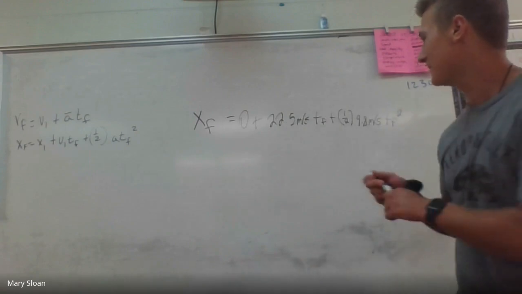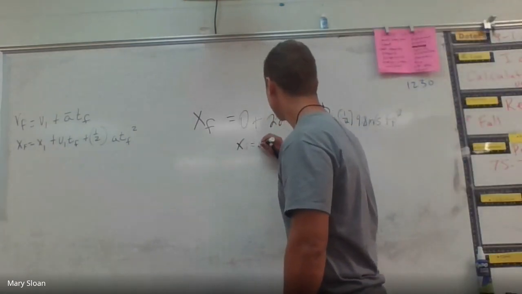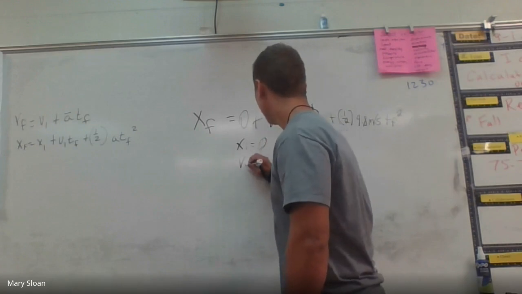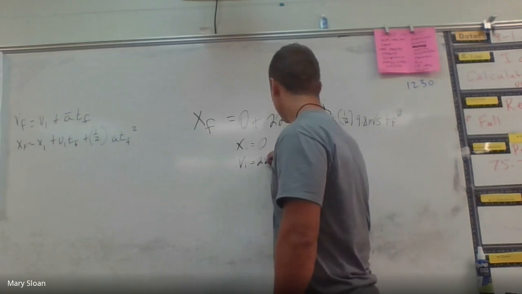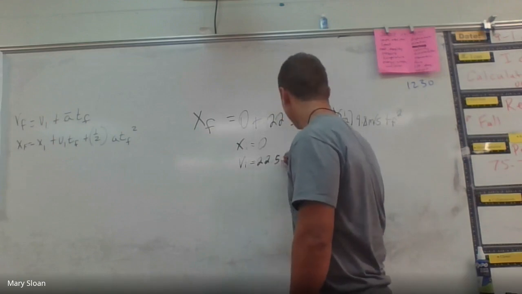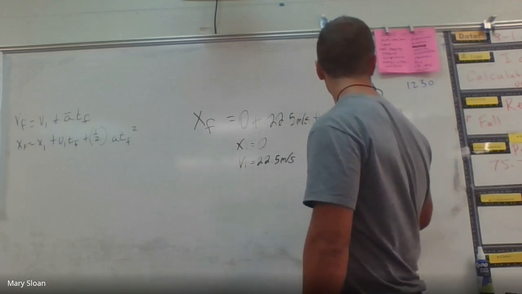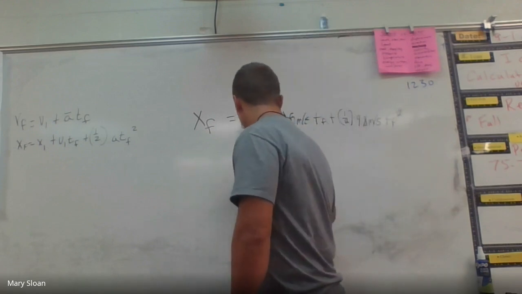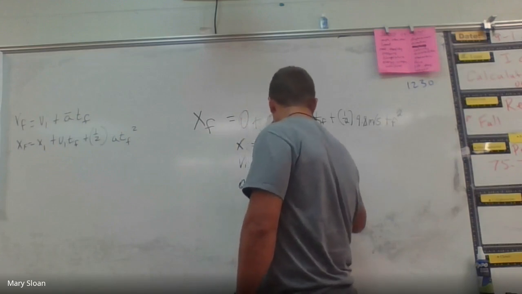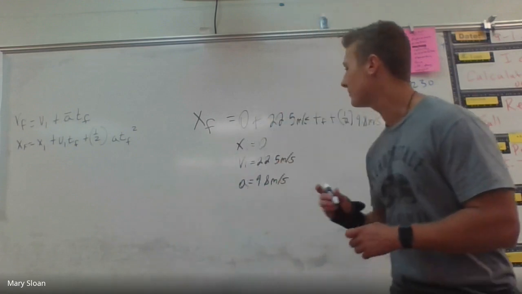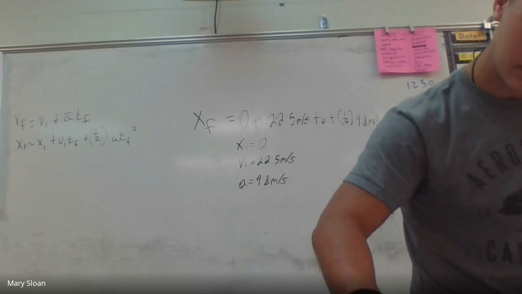So the x initial is 0, the velocity initial is 22.5 meters per second, the acceleration. Okay, that's what we know. What formulas can we use?